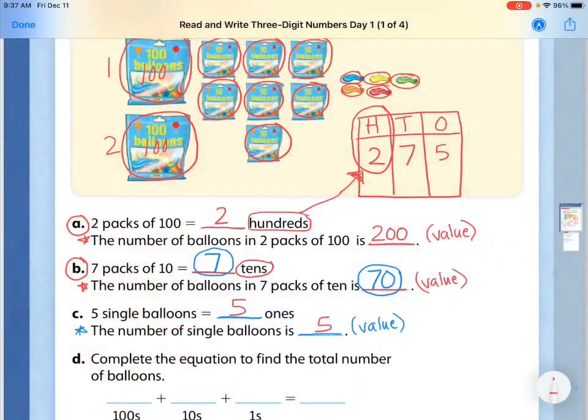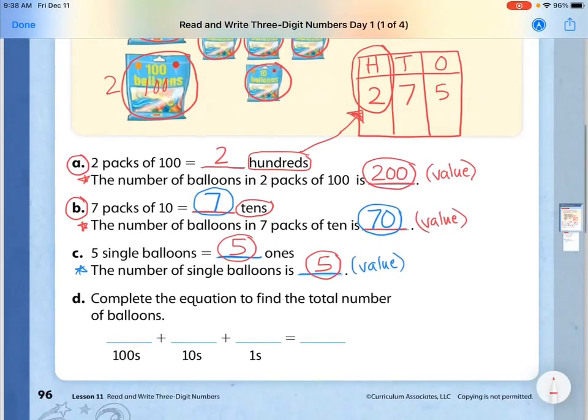All right, and now you can see that your answer is I would have 5 ones if I had 5 single balloons, and of course the total number I would have would still just be 5. That's its value. So we have a value of 200, a value of 70, and a value of 5. You need that information because now we're going to be writing the values on our lines here. Remember, the expanded form is talking about the values.